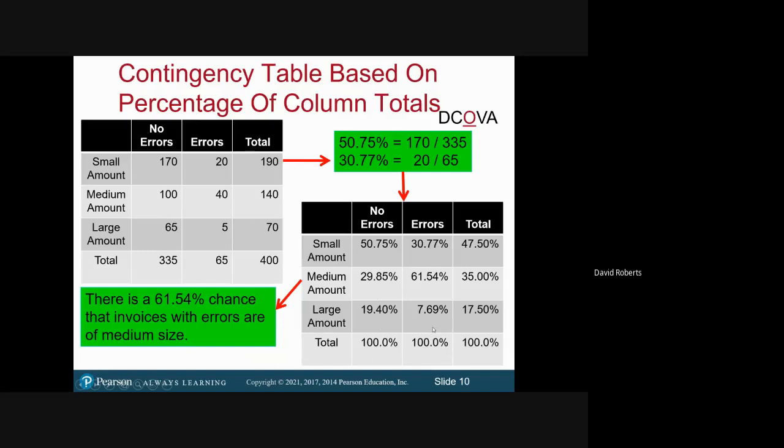And you can also see, once again, it highlights that of the errors, over 60%, 61.54% of the errors are the medium ones. So it gives you only errors are mainly the medium ones. And then I would, again, if this is a quality issue, you would try to address that or find out why there are so many errors in the medium invoices. It doesn't give you the answer, but it tells you there is a potential problem.